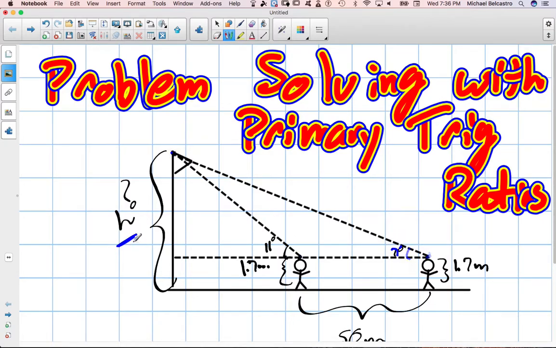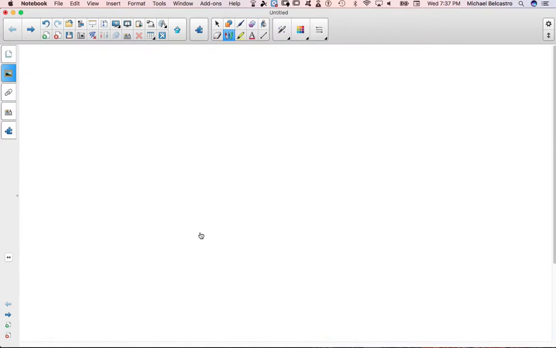Well, we're going to assume that this flagpole is 90 degrees. We pretty much have to make this assumption. We're going to assume it's 90 degrees, so it's standing straight up.